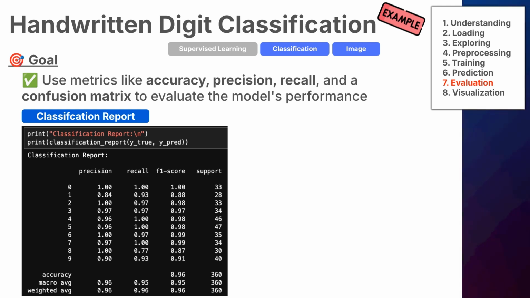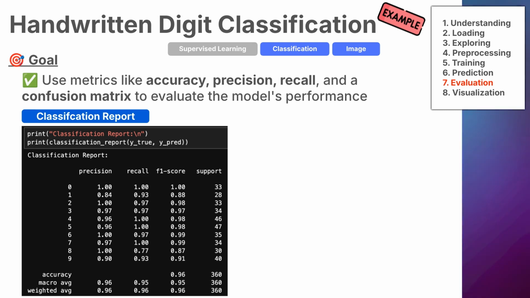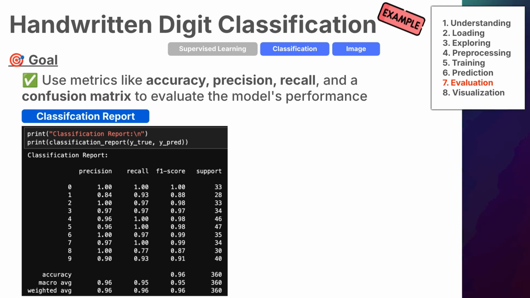Accuracy is the overall percent of correct predictions. Precision tells how many predicted digits were correct. Recall tells how many actual digits were correctly identified. F1 score balances precision and recall. In addition, support is the number of samples in the test set for each class. Macro average means the unweighted average across all classes, so each class is treated equally even if it's rare. Weighted average means the average weighted by support, so it's more realistic for imbalanced datasets. Common classes have more influence.